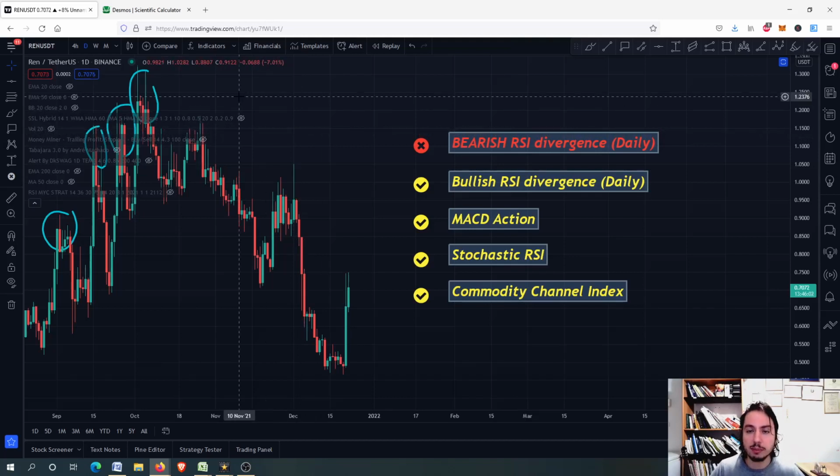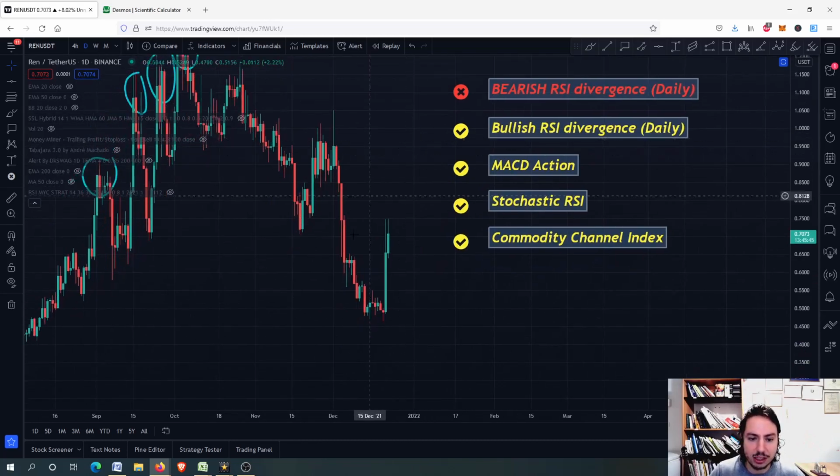On the lower frames we are seeing the short term. A bullish RSI divergence on the 4-hour frame is also good, but at the end of the day the daily matters the most, because there you can wait a little bit longer, but you will have more profits. So right there, the bullish RSI divergence on the daily frame.